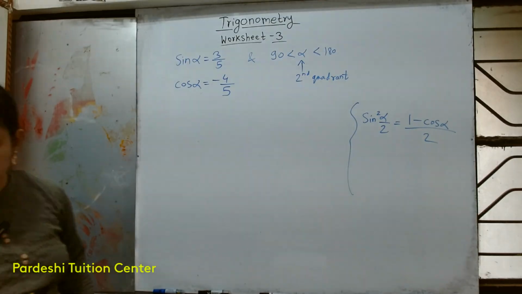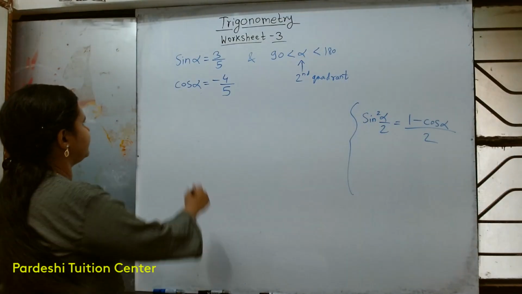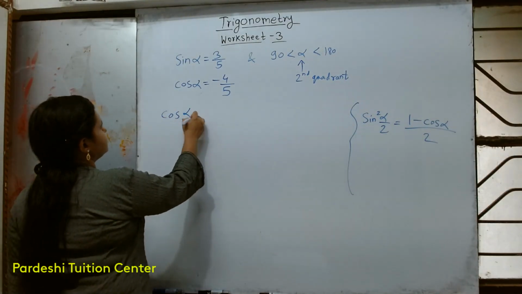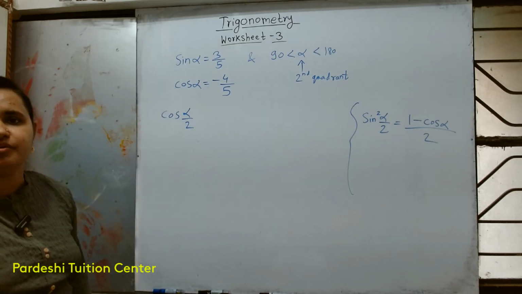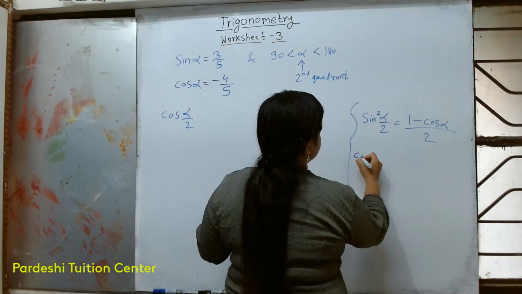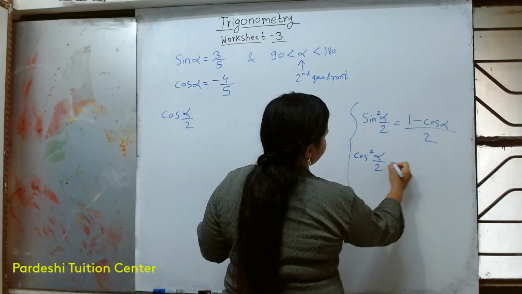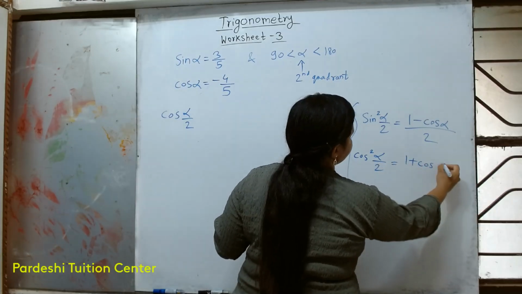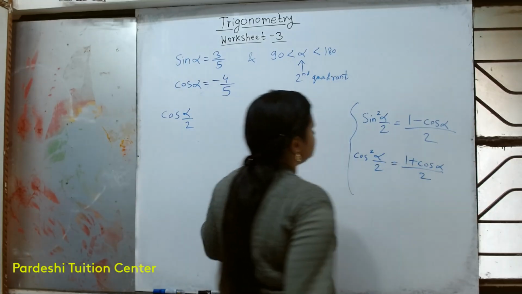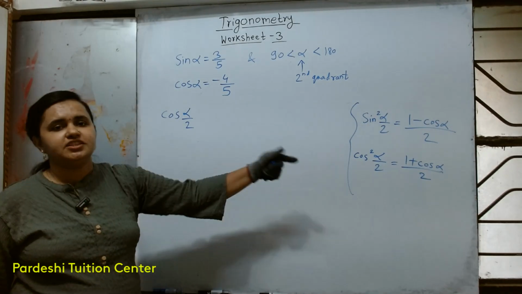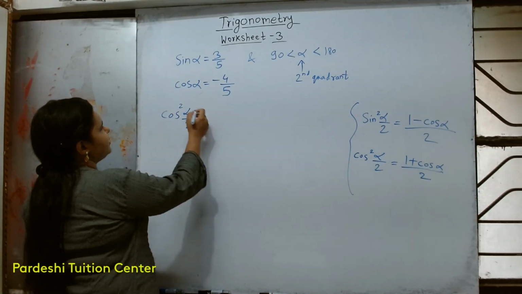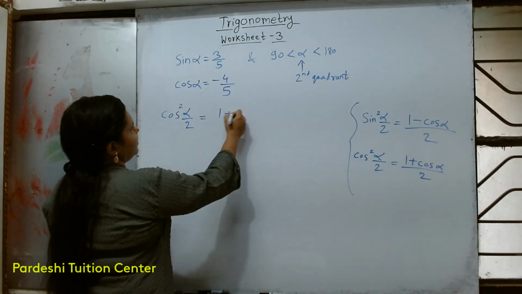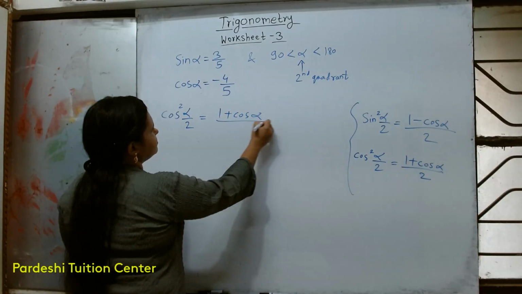Now second is B, which is cos alpha by 2. We have to find cos alpha by 2. Do you remember the formula for cos square alpha by 2? The formula for cos square alpha by 2 was (1 plus cos alpha) upon 2. So we can just put in the formula here and calculate cos alpha by 2. So cos square alpha by 2 equals (1 plus cos alpha) upon 2.